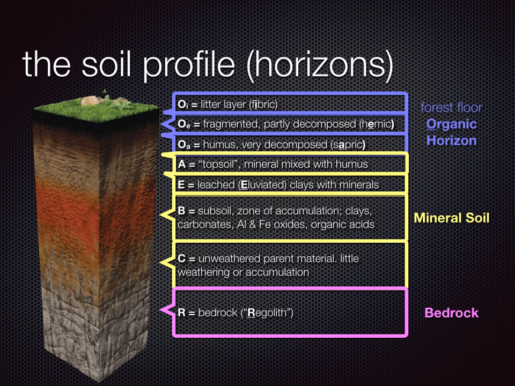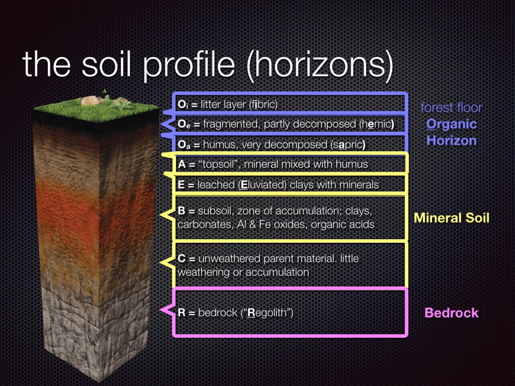We have this E horizon, which is leached or eluviated clays. So we're moving into finer and finer particles of mineral particles that are adsorbing to clay materials, very, very fine scale. In the B horizon, we have what would be considered subsoil. This tends to have a low commercial value. And below the B horizon, we have the C horizon, which is unweathered parent material.